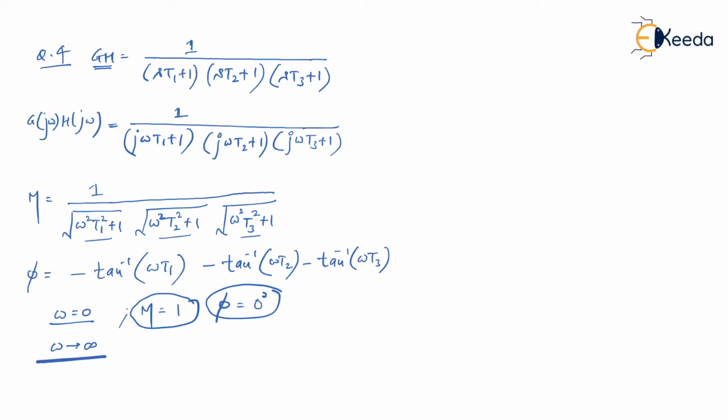Next, omega is tending to infinity. Let us see what the magnitude is. When omega is infinity, the denominator becomes infinity, so the magnitude will become 0. And the phase: every omega over here is infinity, and tan inverse of infinity is 90 degree. So it is minus 90, minus 90, minus 90. Obviously it will become minus 270 degree.